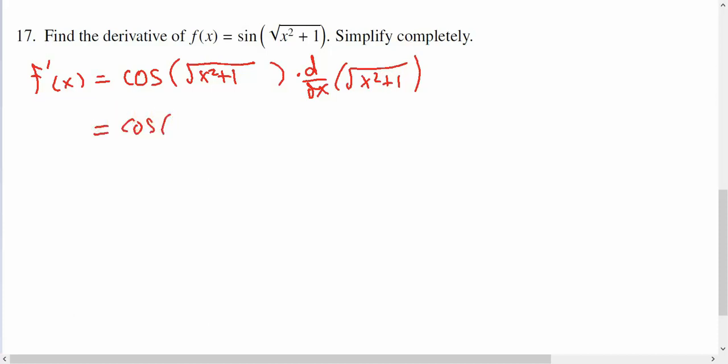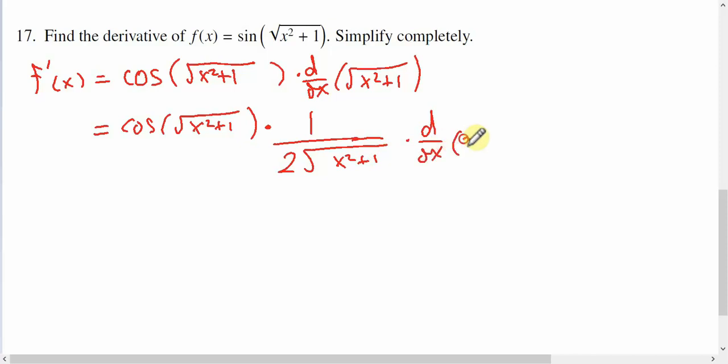So I still have this cosine square root x squared plus 1. This time my outside function is square root. It still has an outside and inside function, and the outside is square root, so I start on the outside. Derivative of square root is 1 over 2 square root of blank. You fill in the blank with x squared plus 1, and then you multiply by the derivative of that inside function, x squared plus 1.